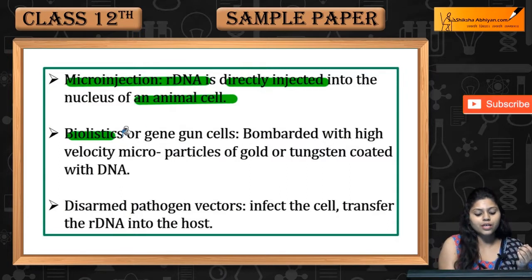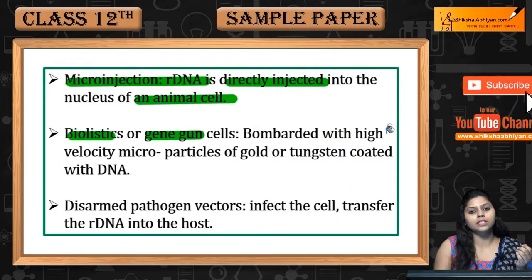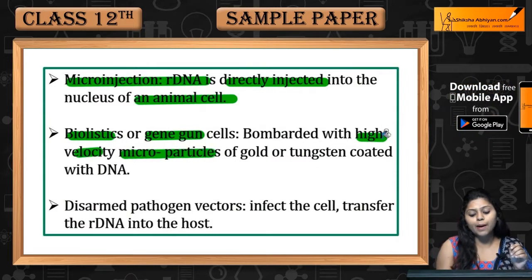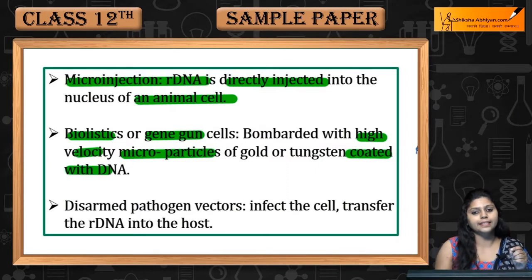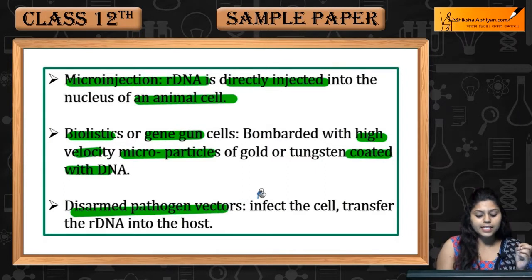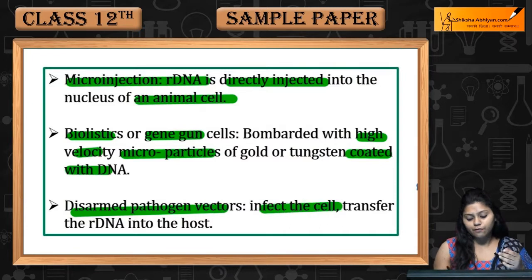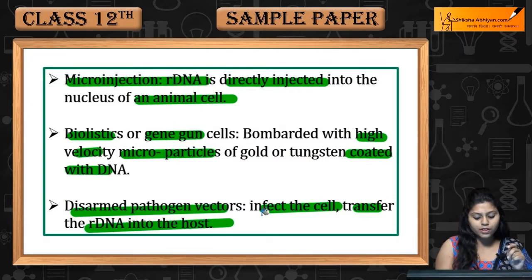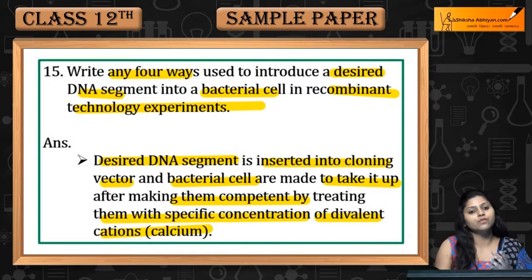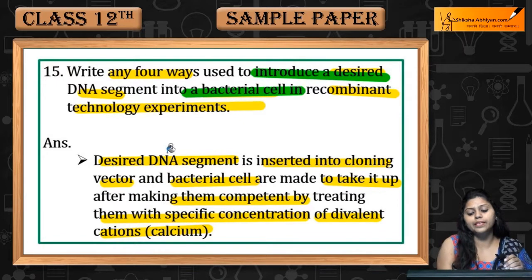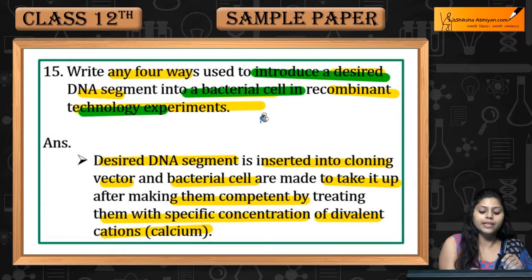That is micro injection. Biolistics और gene gun, cells bombard करेंगे with high velocity microparticles of gold or tungsten coated with DNA. Disarmed pathogen vectors infect the cell, transfer the recombinant DNA into the host. ये है 4 ways to introduce a desired DNA segment into a bacterial cell in recombinant technology experiments. This was question number 15.